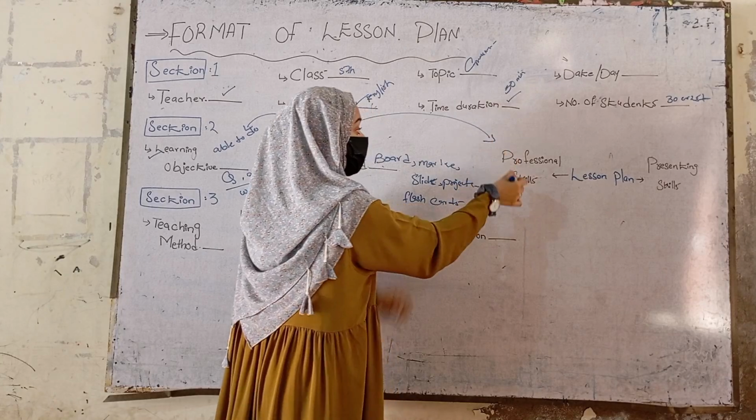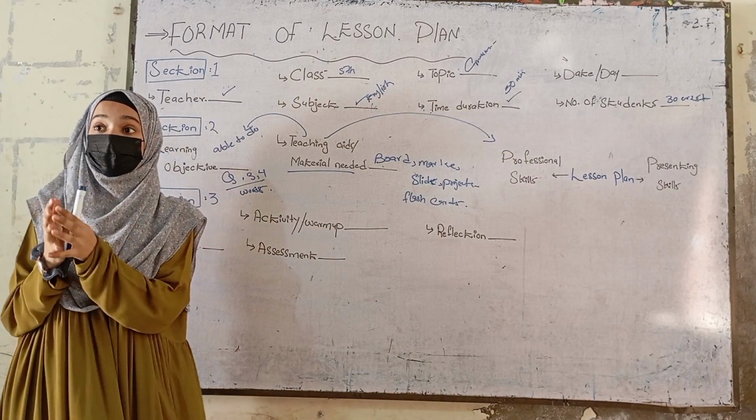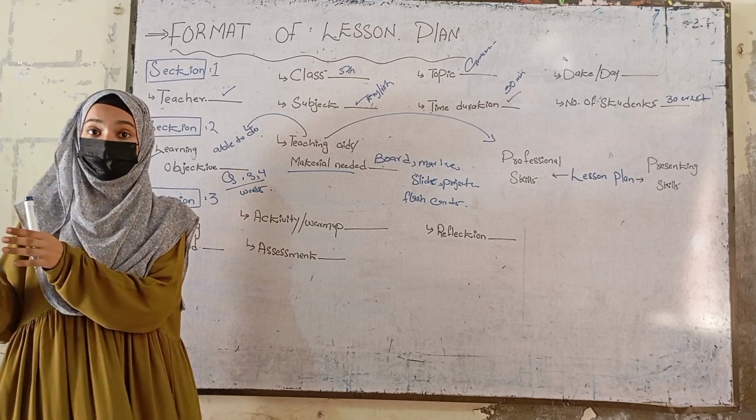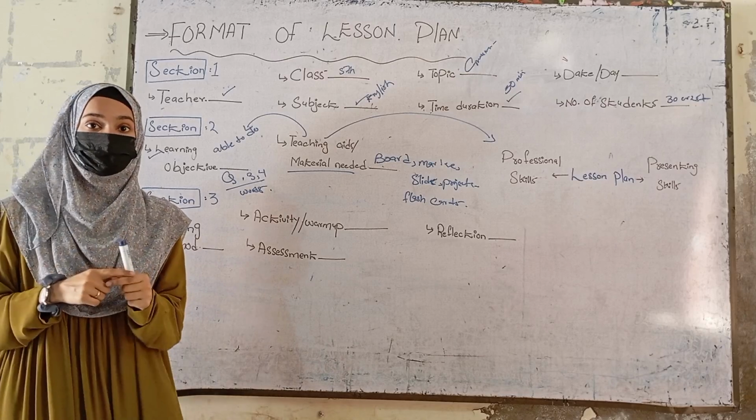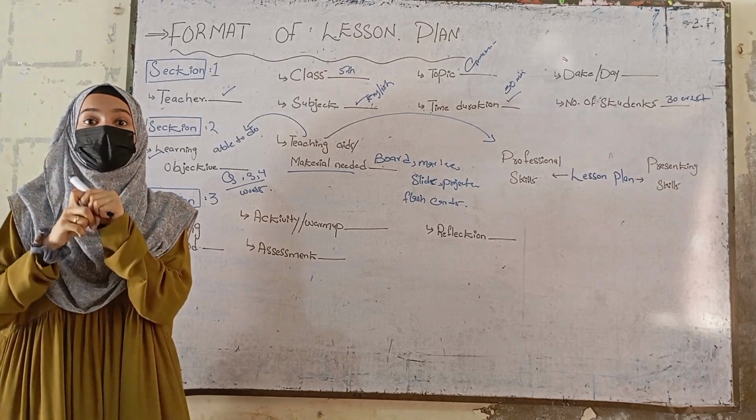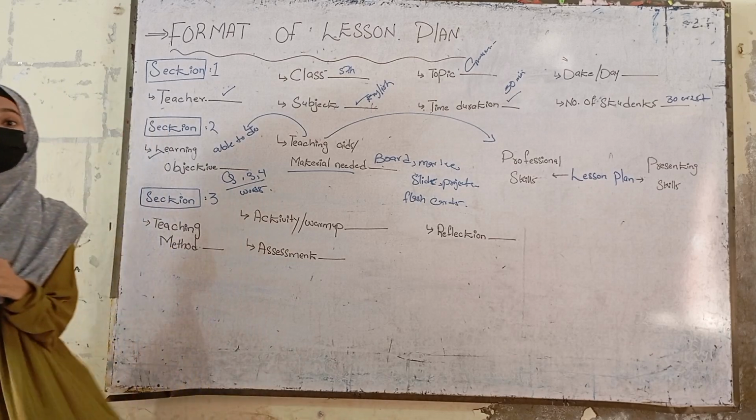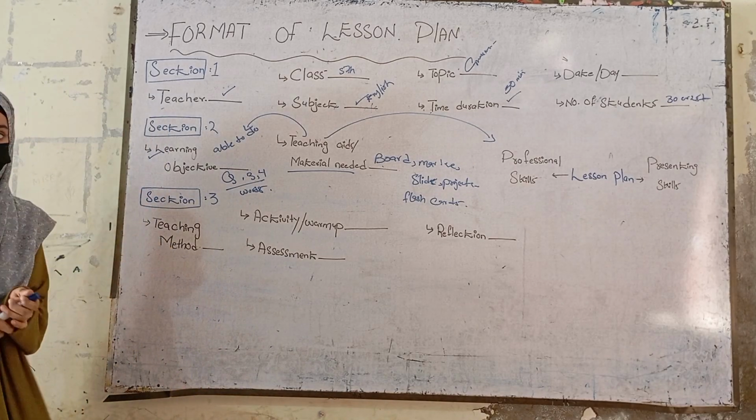It is related to the learning objectives and also professional skills, that is, how the teacher will be selective in choosing the material required, which should be related to the topic and subject, as I mentioned before. Then next comes section number 3, after sections 1 and 2. The third section is totally related to the process.